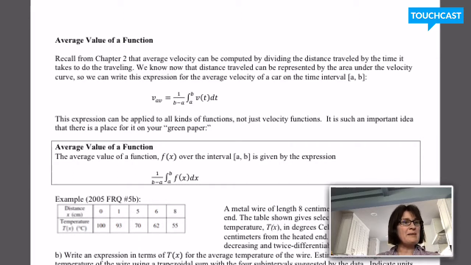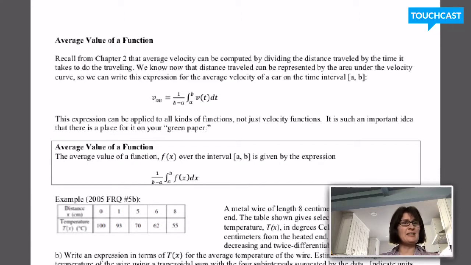It's 1 over b minus a, so divide by the time it takes to travel, and multiply by the area under the velocity curve, which is distance traveled. So average velocity over the time a to b is 1 over b minus a times the integral from a to b of the velocity function. And it turns out that this expression, this idea of finding the average value of a function, is critical to the rest of our study of calculus, and it doesn't apply just to the velocity functions. It applies to all other kinds of functions.